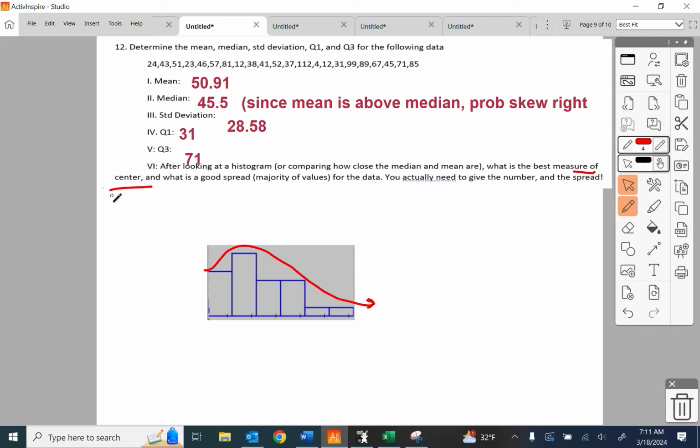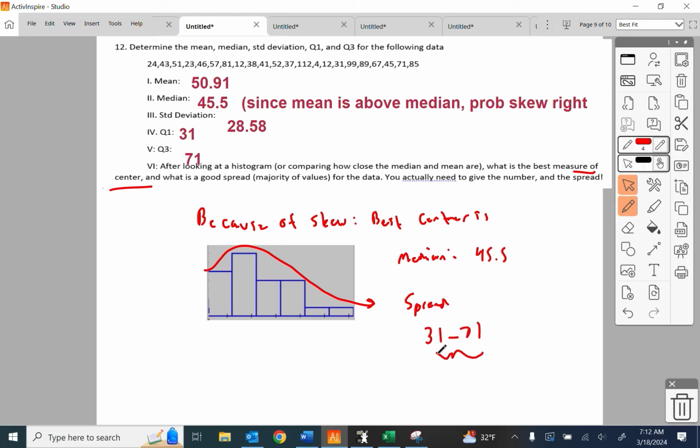The best measure of center, and it's because of skew, the best center is the median. So the median is 45.5, and our spread here is going to be 31 to 71. Again, that's 50% of the data. That's normal. That's what you expect for an average. Something between 31 and 71. It's your interquartile range, if you would.